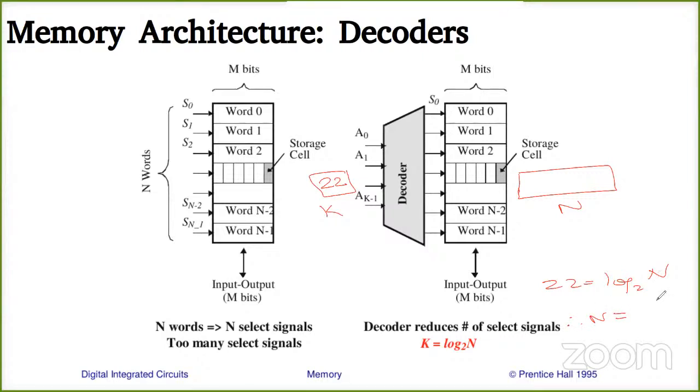What is N then? 2 raised to 22. How much is 2 raised to 22? You should not use a calculator. You must know these things. What is 2 raised to 20?